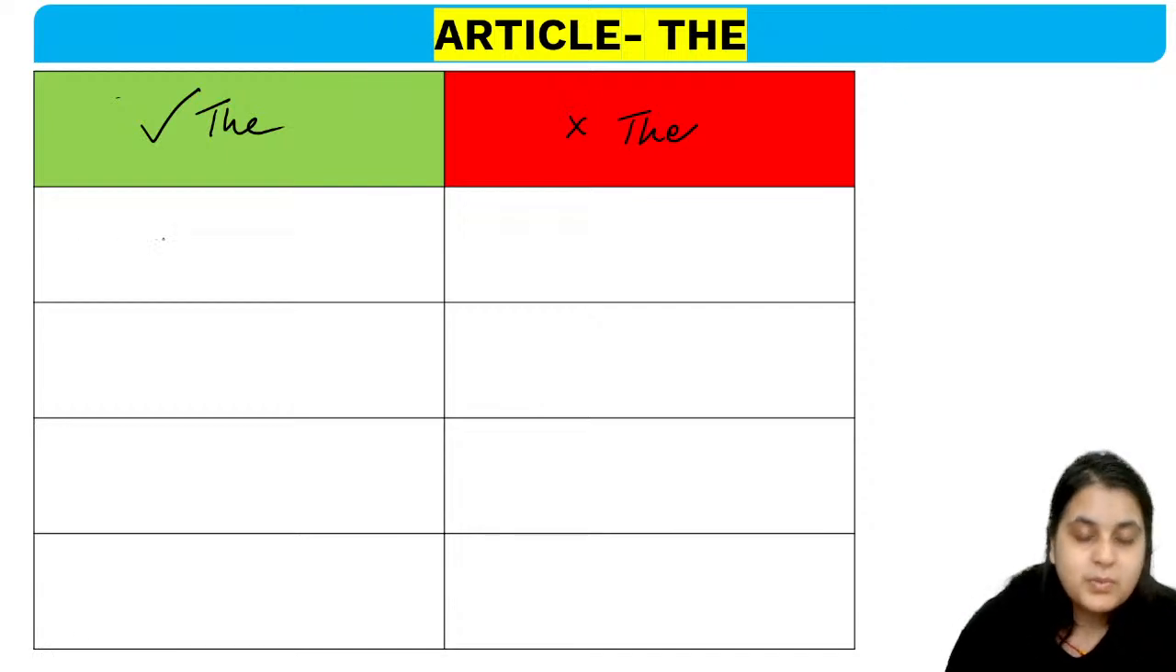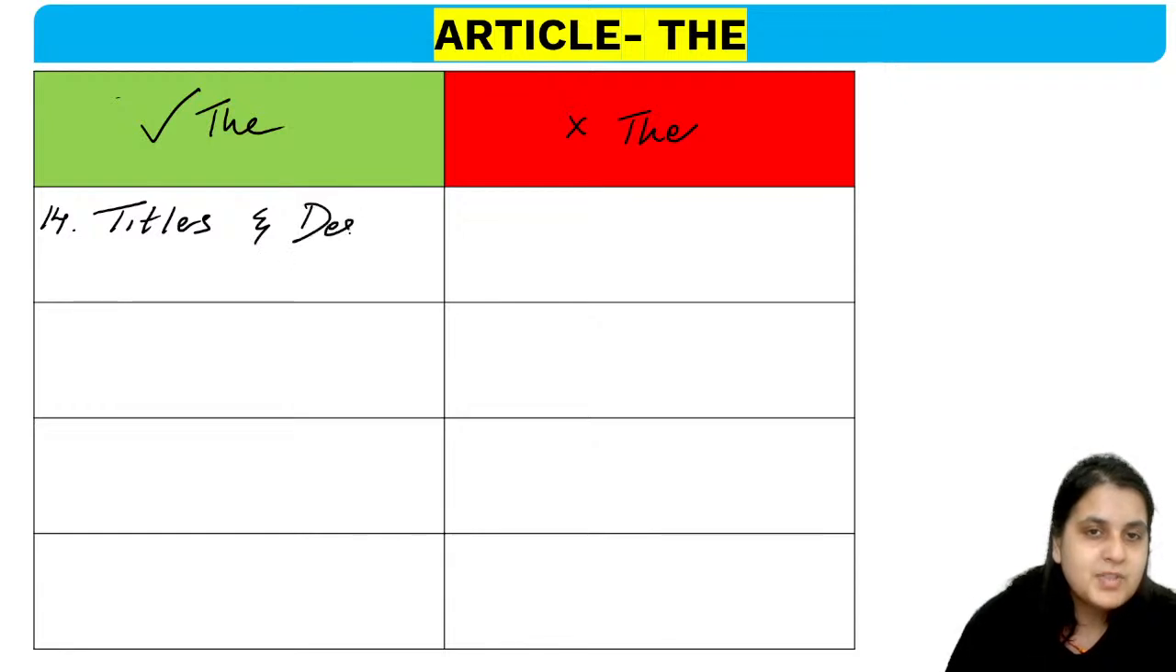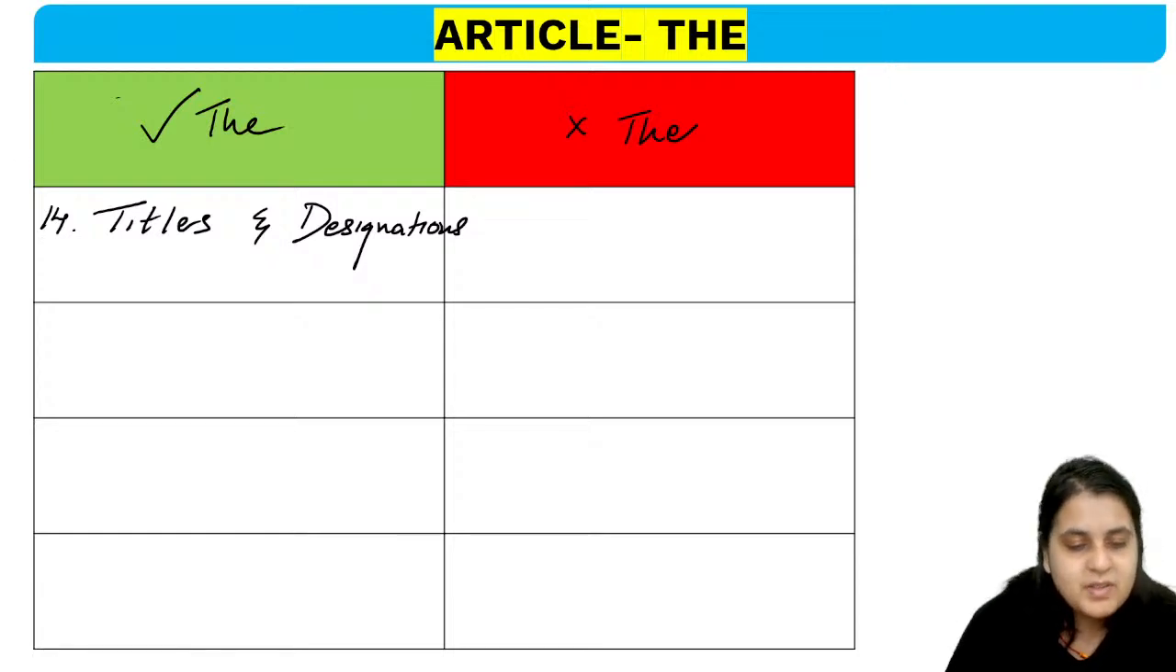Okay, next. We use the before titles and designations. Now there's an important exception to it which we will fill up when we come here. But generally we use the before titles and designations. What are titles and designations? For example, the CEO. Arey nahi nahi Shiva. Correct Neha. That's also the only one around, if you're referring to the Earth's moon.